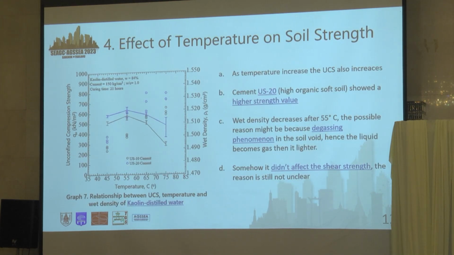Next, the second variation is the effect of temperature on soil strength. As temperature increases, the UCS value also increases. And for the cement for high organic soil, US20 shows a higher strength value than US10.